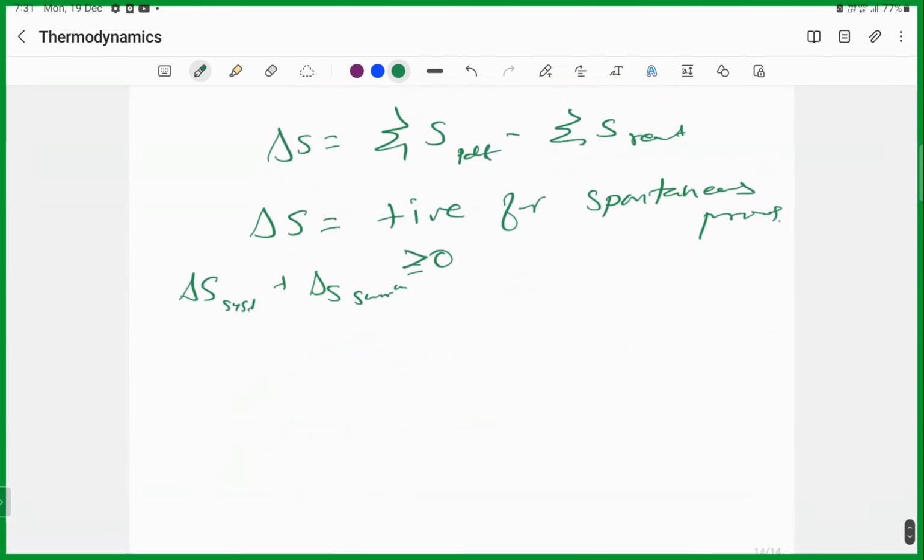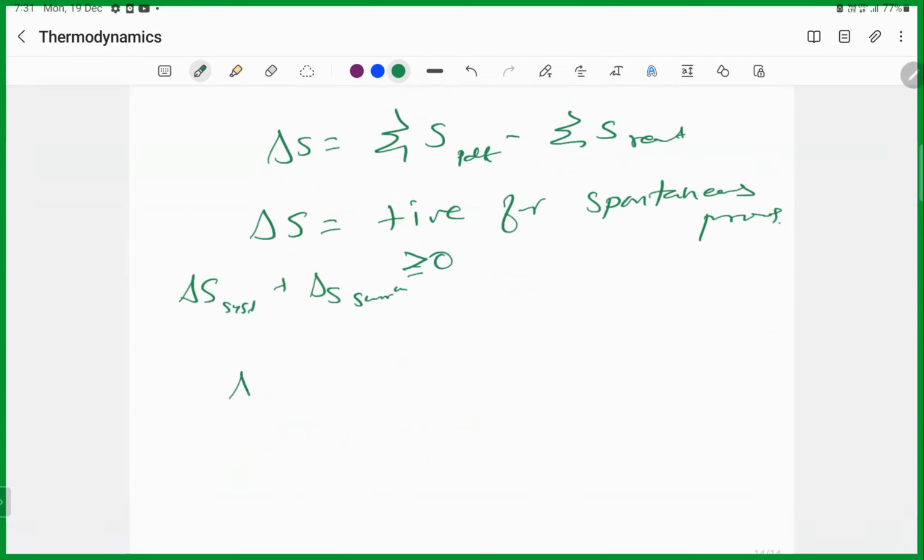So delta S fusion is equal to delta H fusion divided by the temperature of fusion. Delta S vaporization is equal to delta H vaporization divided by the boiling temperature.